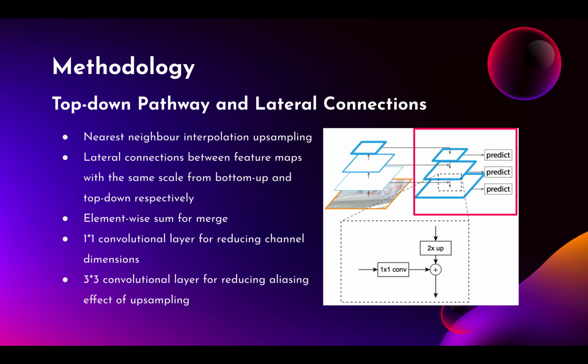This process is iterated until the finest map is generated, and a 3x3 convolution is applied on each merged feature map to generate the final feature map at each stage, which can reduce the aliasing effect of upsampling. The final set of feature maps is denoted as P2, P3, P4, and P5, corresponding to C2, C3, C4, and C5 at each stage.